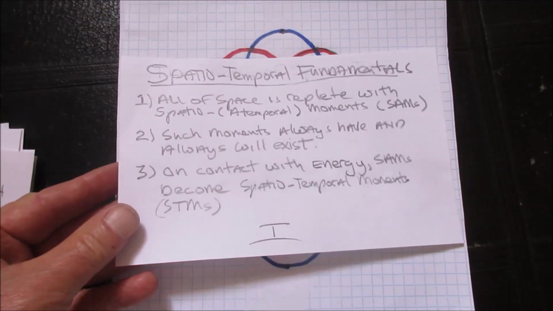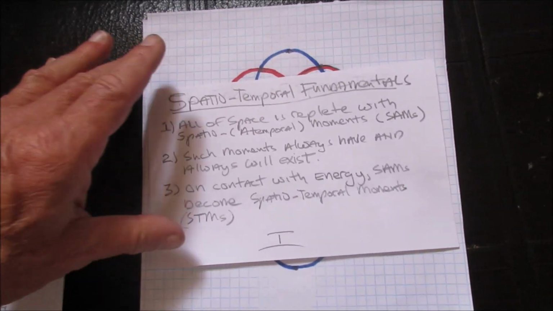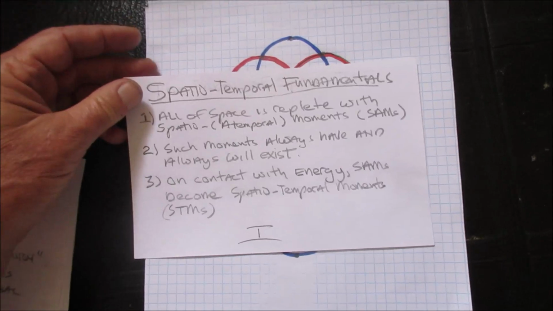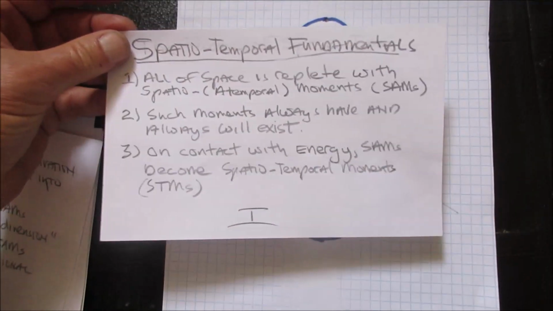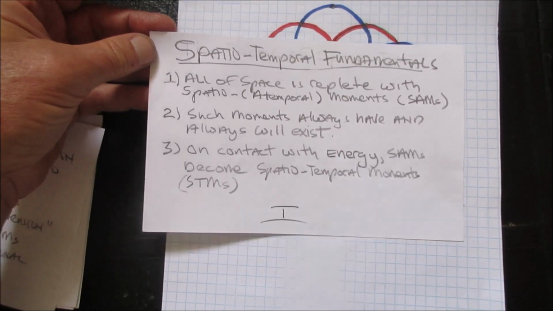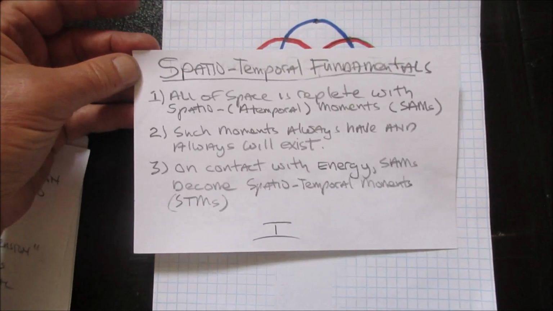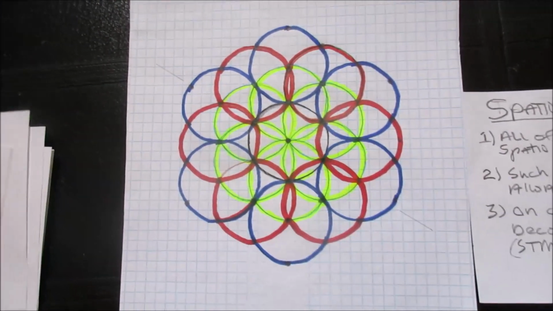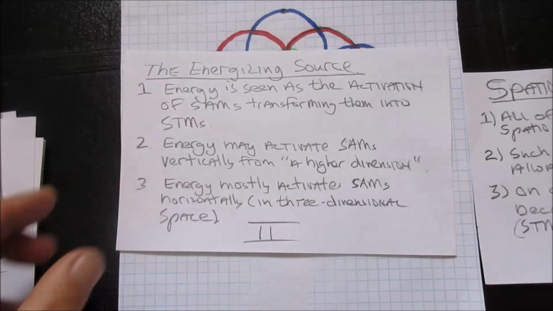So we've covered card 1. Spatio-temporal fundamentals is the basic topic. And card 1 talked mostly about spatio-atemporal moments, which existed before there was any energy release in the cosmos to create everything around us. What about an energizing source?